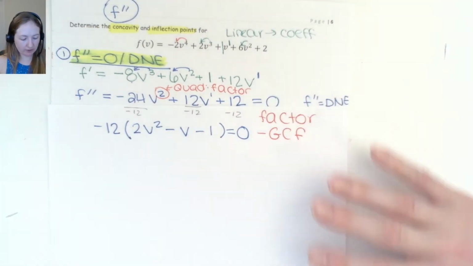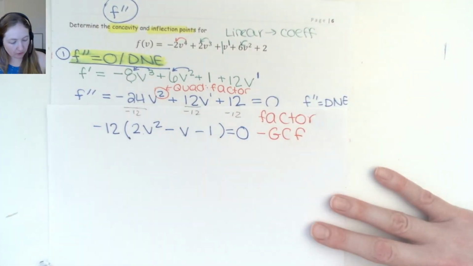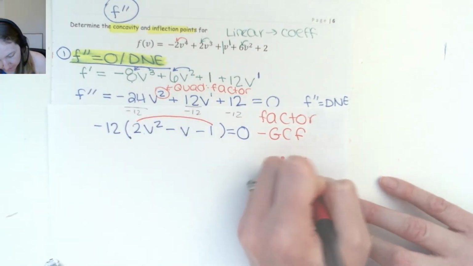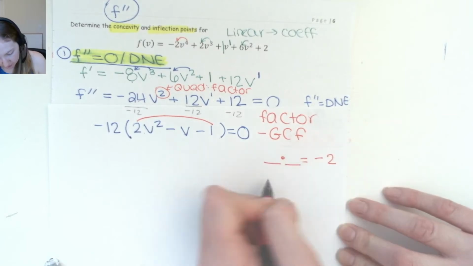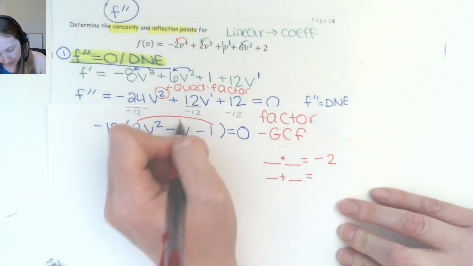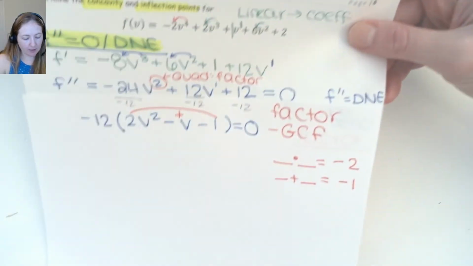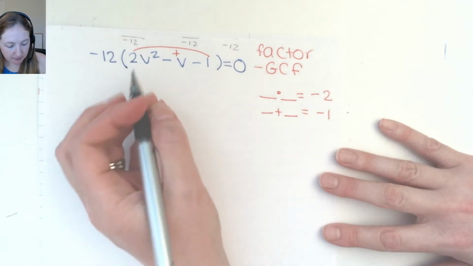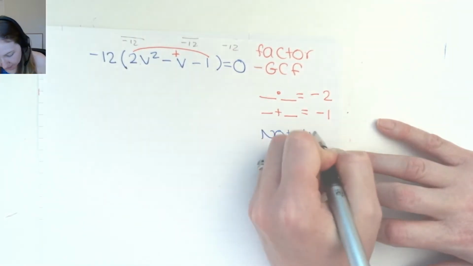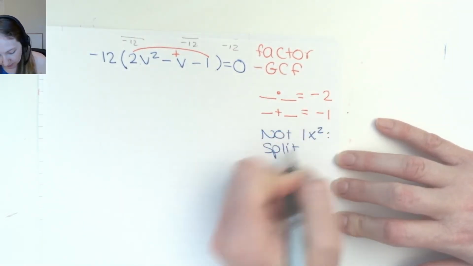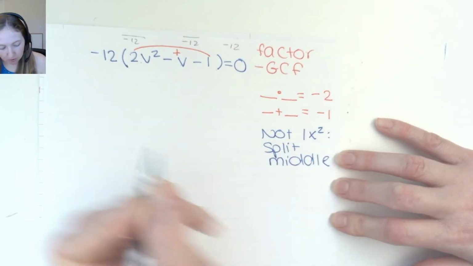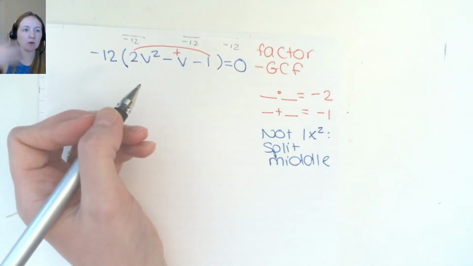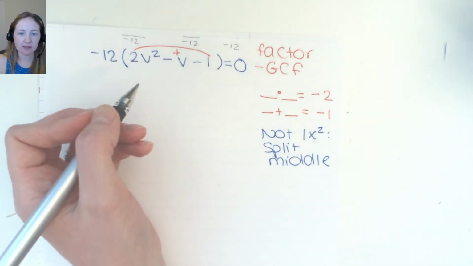Then we notice that we have 1, 2, 3 terms. So we think about the factors of the first times the last. So 2 times negative 1 that add up to the middle. Now, one thing to just keep in mind here, because it is not 1x squared, I am going to need to split the middle. So do not immediately go to it's a 2v squared something or another. It's going to be a split the middle, a very four-step process type of thing here.